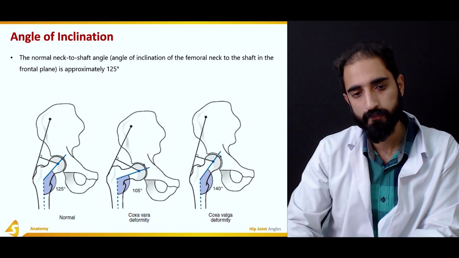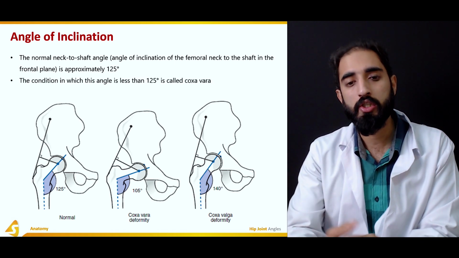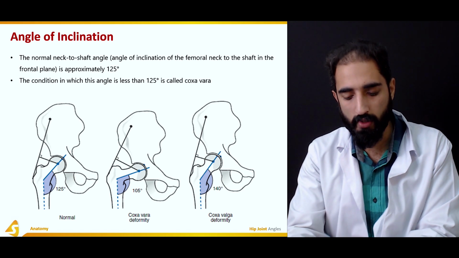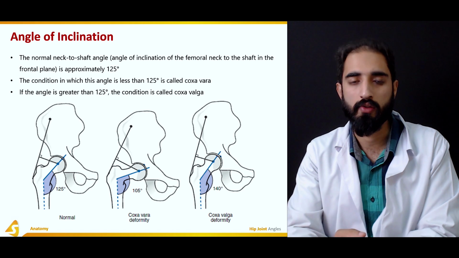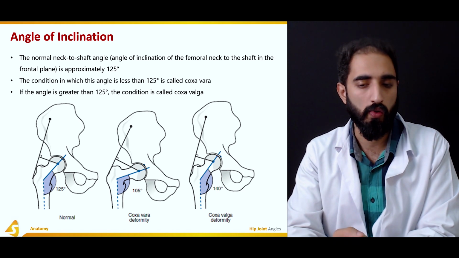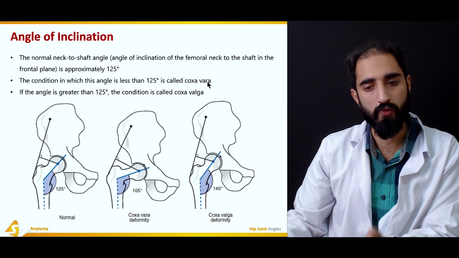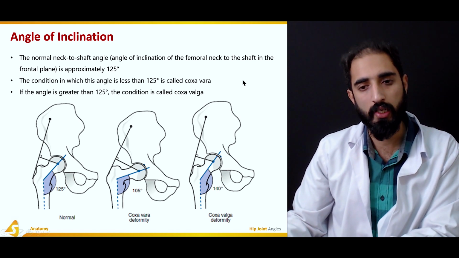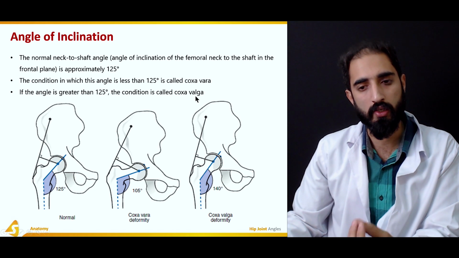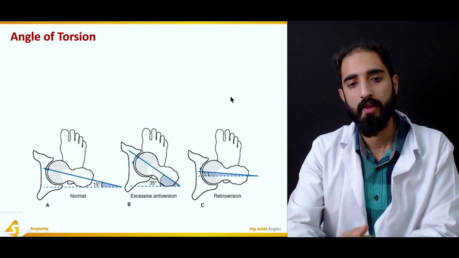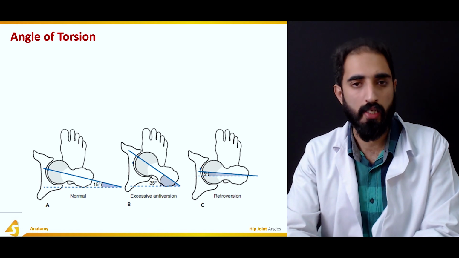So coxa vara would eventually lead to knock knee, and coxa valga would eventually lead to bow leg deformity. The condition in which this angle is less than 125 degrees is called coxa vara, as already mentioned, and the condition in which it is greater than 125 degrees is called coxa valga. And once again, coxa vara is associated with genu valgum or knock knee, and coxa valga is associated with genu varum or bow leg.